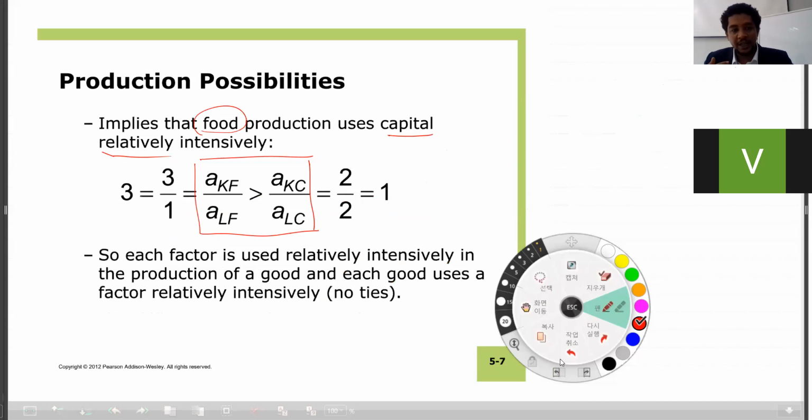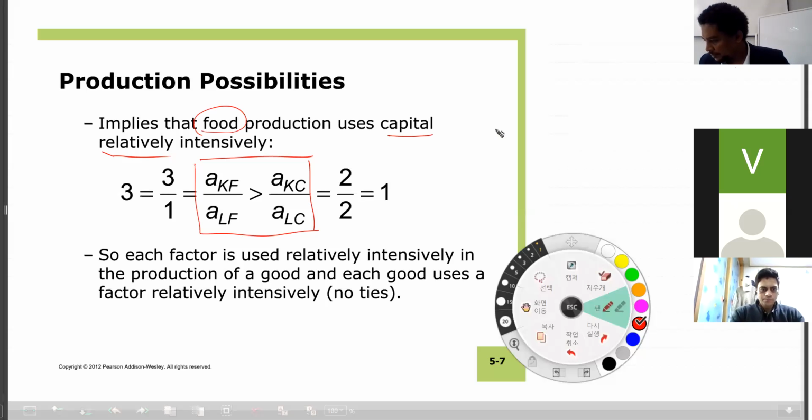Okay, so each factor is used relatively intensively in the production of a good, and each good uses a factor relatively intensively, right? Clothes uses labor intensively, while the food is using capital intensively, right?